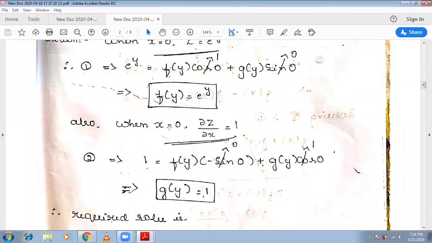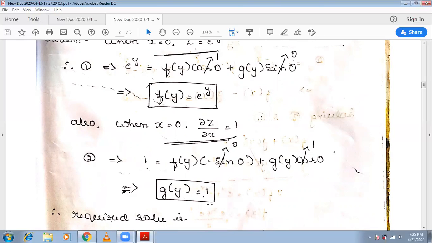Take another condition: x is equal to 0 and del z by del x is equal to 1 in equation 2. In place of del z by del x, put 1. In place of x, 0. We get sin 0 is 0, cos 0 value is 1. So 0 into f of y is 0. The remaining term is g of y into 1, which is g of y. That is equal to 1.